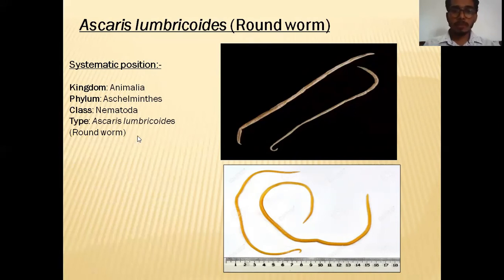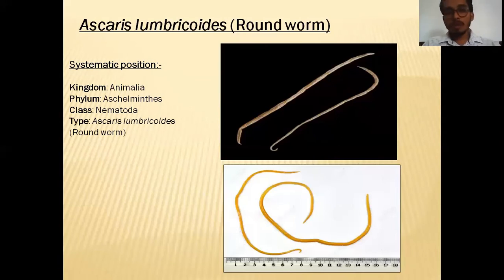Usually these will be given in specimen jars, and it is very easily visible. Some Ascaris may grow up to 15 to 20 centimeters in size, or maybe 25 to 30 at maximum, in the case of female Ascaris.